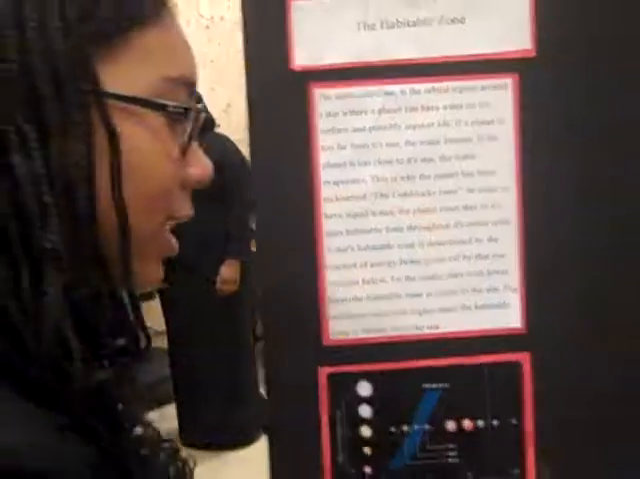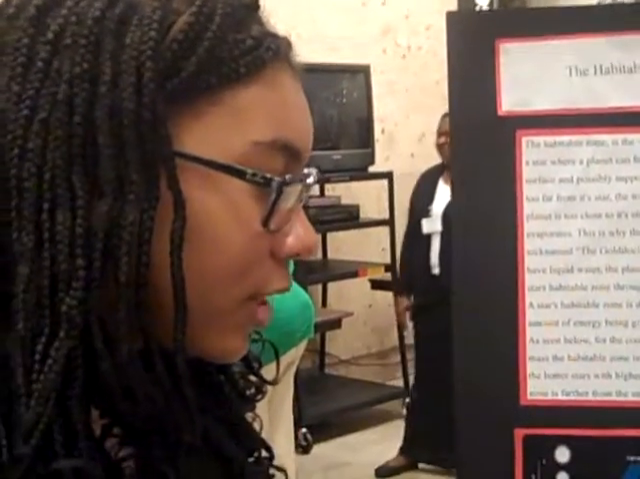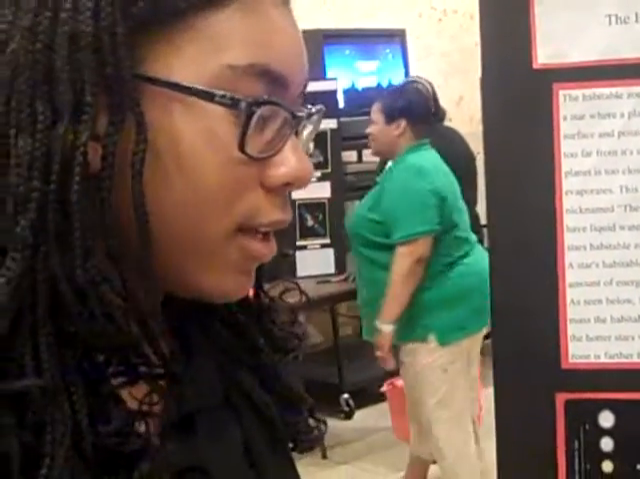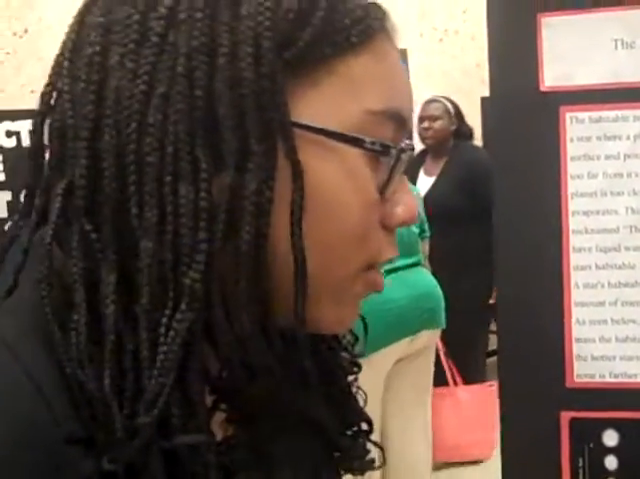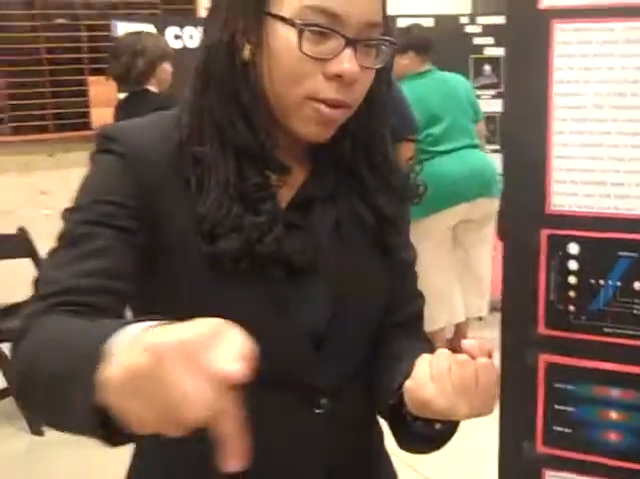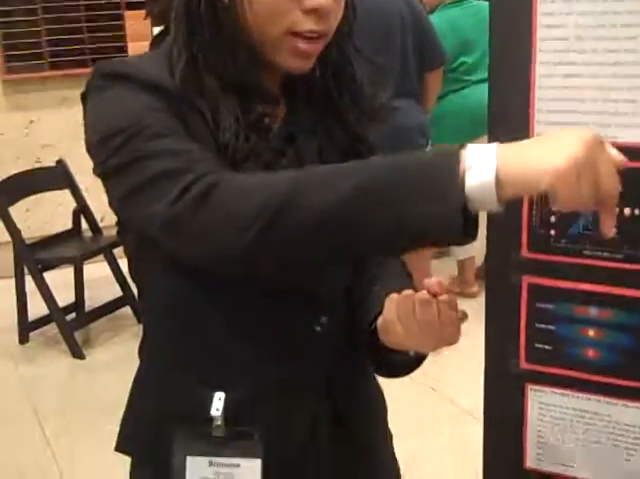So Kepler detects planets using the transit method, which is as they pass in front of their stars. So what it does is, as the planet passes in front of their stars, it causes a dip in the star's light, and they call it a transit. So say this is Kepler, and this is a star. So as the planet goes in front of Kepler and the star, it causes a transit.